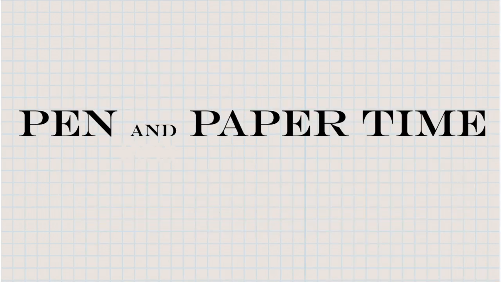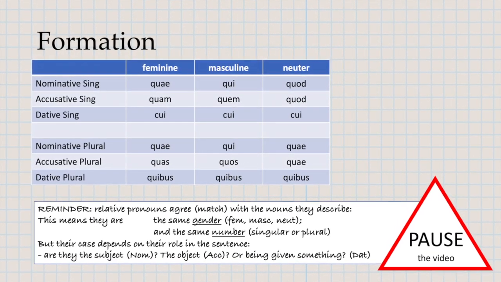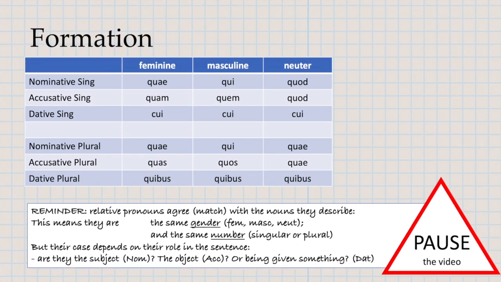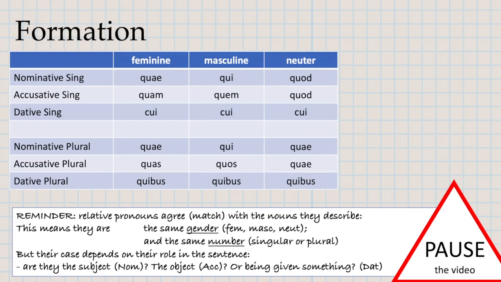Okay then, it's pen and paper time. So grab yourself whatever you would usually write with and on, and let's look at some examples and the formation of the relative pronoun in Latin. So here's a table with the formation of the relative pronoun. You've got the three cases you've met so far in both singular and plural. Pause the video now and get that copied down.